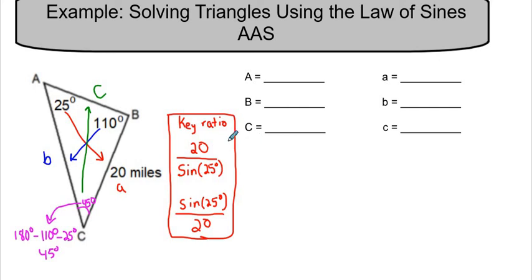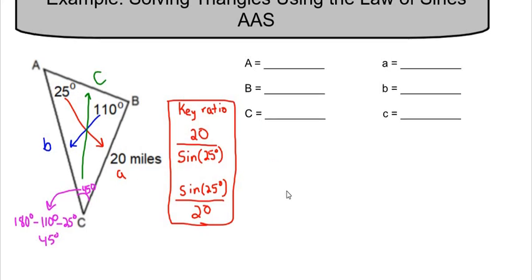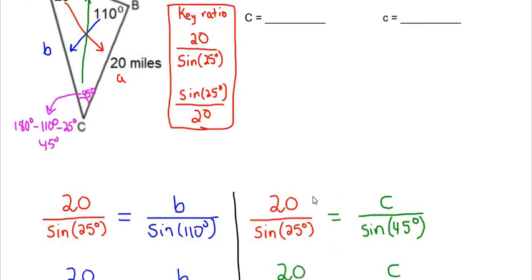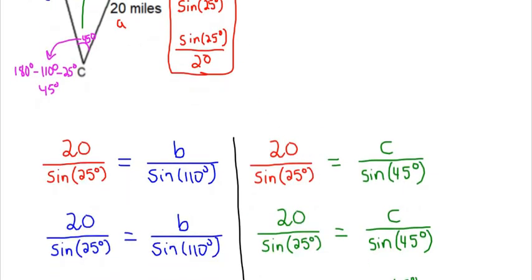It won't be correct. So what you do is you take your key ratio, and in this example, I'm going to do the first one I have. The next example, in the next video, I'll do the other one. So 20 over sine 25 is going to be set equal to B, which we don't know, divided by sine of the angle that's directly across from it. And C will be the same key ratio. And then I will do side C directly across from sine of 45 degrees. So how do we solve that? Well, the way you solve this is you just solve it like a normal algebra problem.